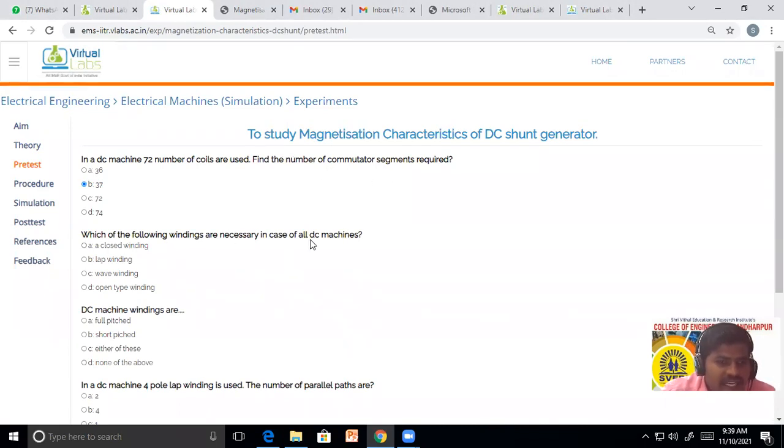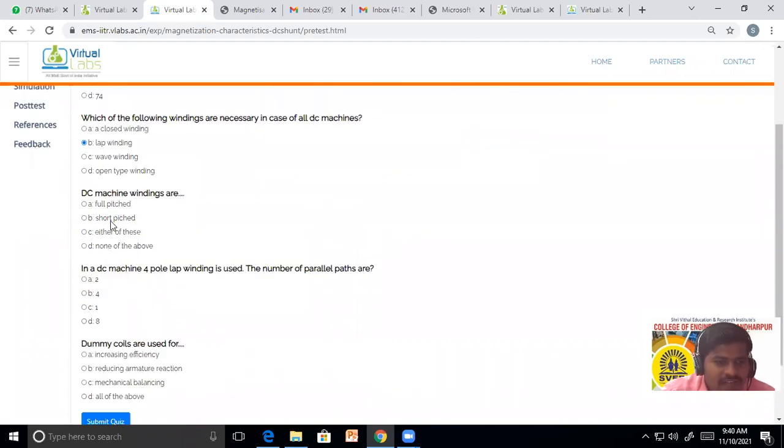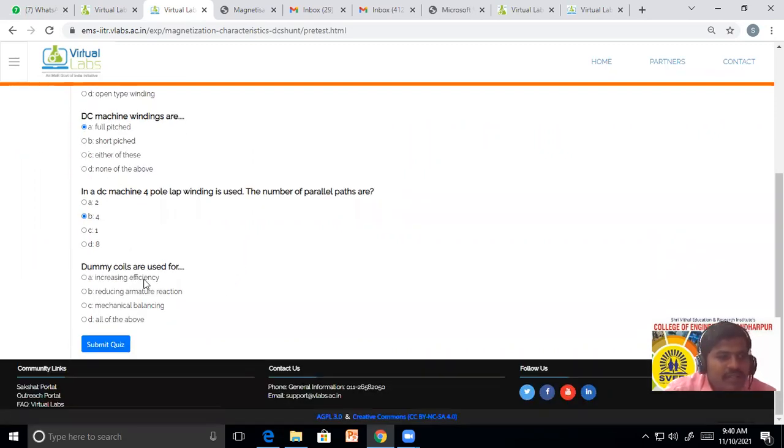Then, which of the following windings is necessary in all DC machines? I will just click on any one here. You can solve all these questions. DC machine windings are either full pitched, short pitched, either of these, or none of these. So you solve all these questions because it is a pre-test before conducting the experiment. In a DC machine, a 4-pole lap winding is used. The number of parallel paths is equal to the number of poles, so the answer is 4.